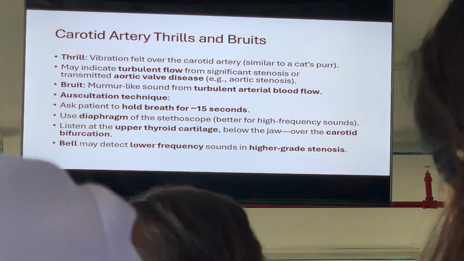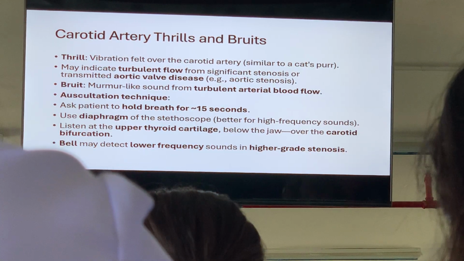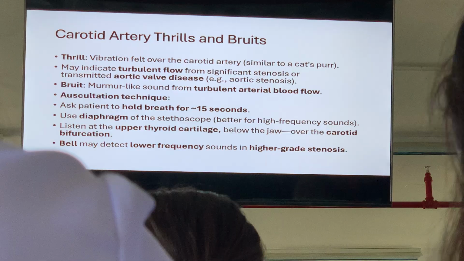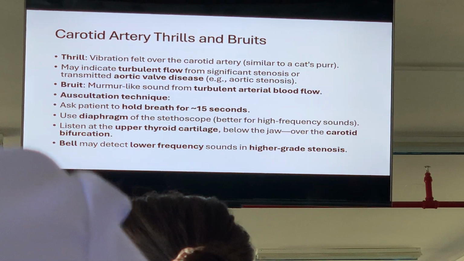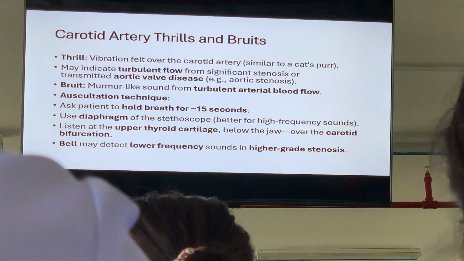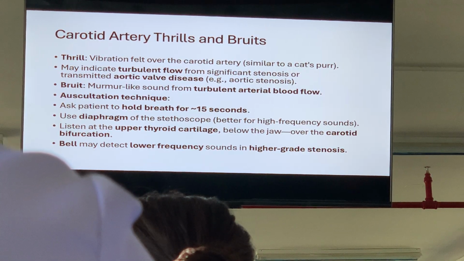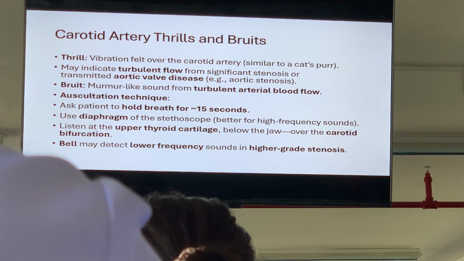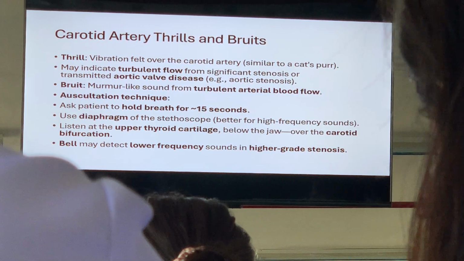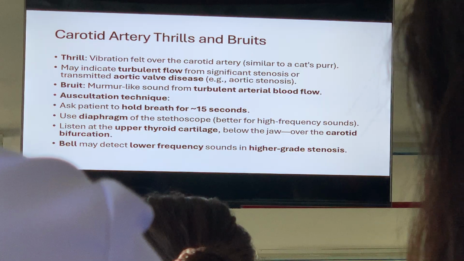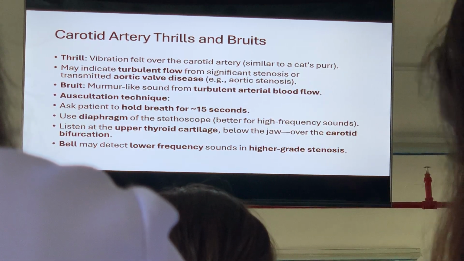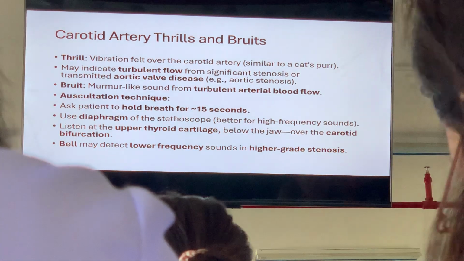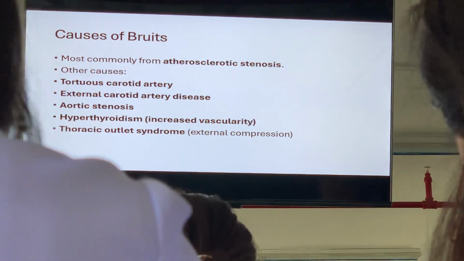A bruit is more like a murmur, a sound like turbulent arterial blood flow also. During auscultation, you ask the patient to hold their breath for 15 seconds. Use the diaphragm of the stethoscope, not the bell. Then you listen at the upper thyroid cartilage and over the carotid bifurcation. The bell may be used to detect lower frequency sounds in higher grade stenosis.